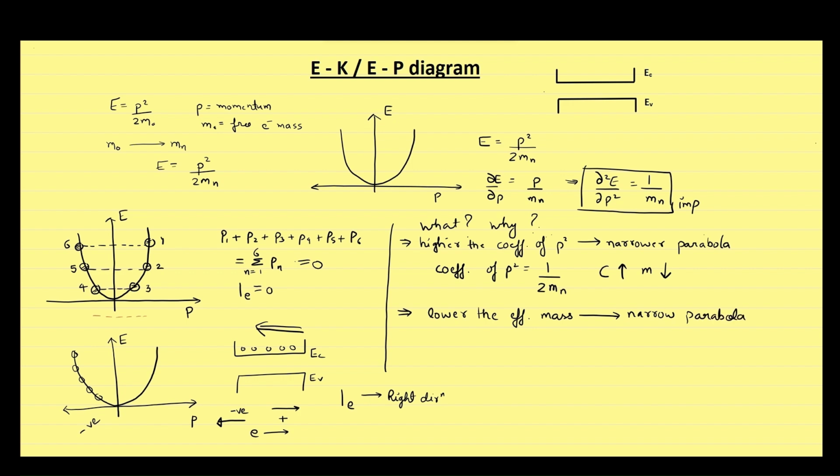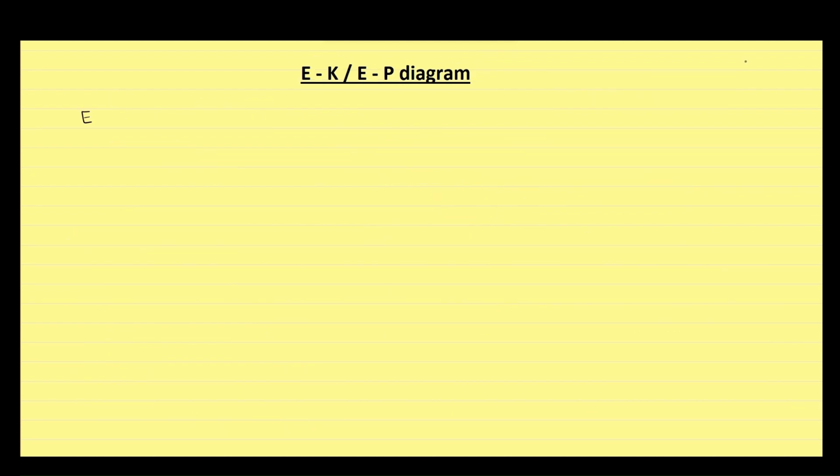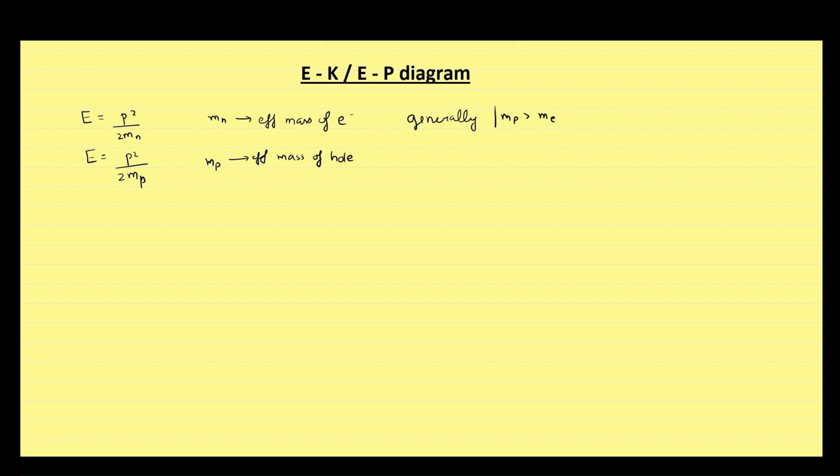This is the most important point which you have studied so far in this lecture. We have discussed quite a bit about EP graph of an electron. However, EP graph is also drawn for holes as well. The difference being the coefficient of p square, which is 1 upon 2 mp, where mp is the effective mass of hole. Generally, the effective mass of hole is greater than effective mass of electrons. However, this cannot be said to be true for all the semiconductors.